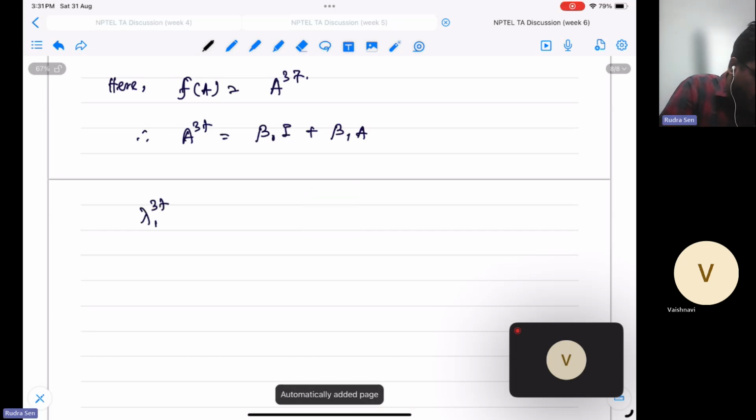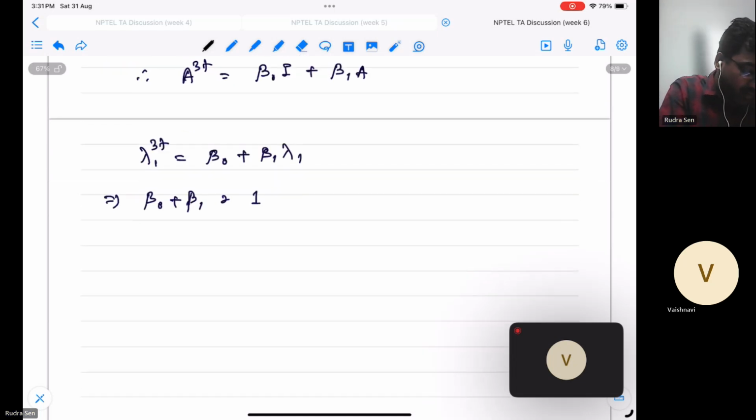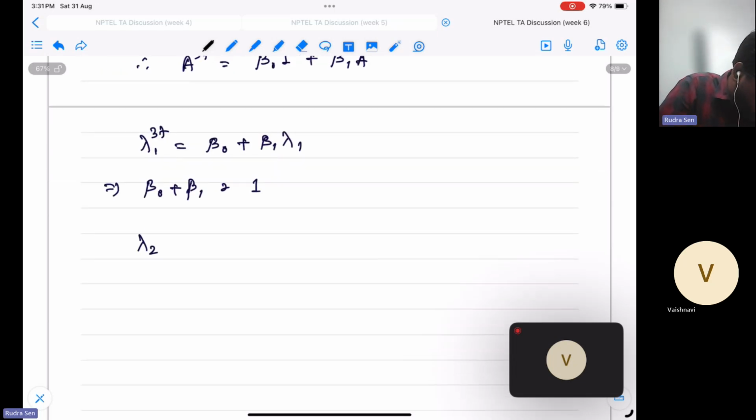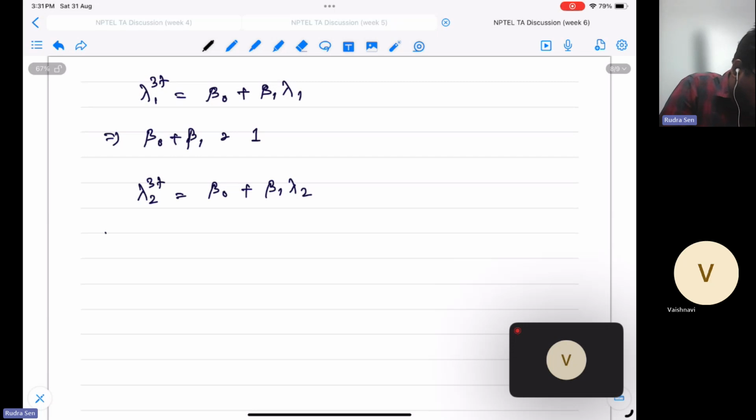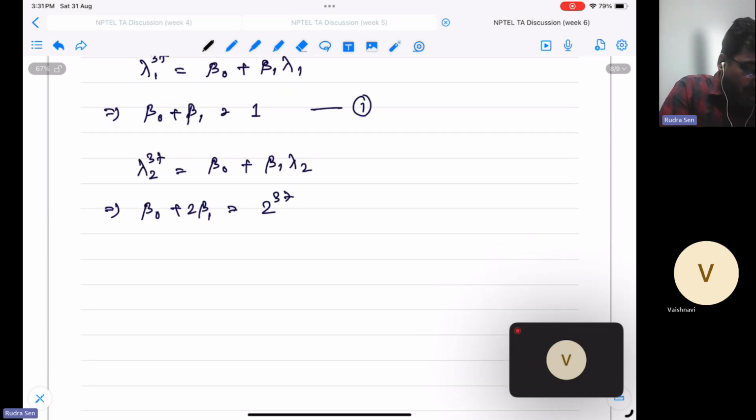Lambda 1 to the power 37 is equal to beta naught plus beta 1 lambda 1. So lambda 1 is 1, so basically beta naught plus beta 1 is equal to 1, right? And then lambda 2 to the power 37 is equal to beta naught plus beta 1 lambda 2. So what we got? Beta naught plus 2 beta 1 is equal to 2 to the power 37. Okay, now this is equation 1, this is equation 2.